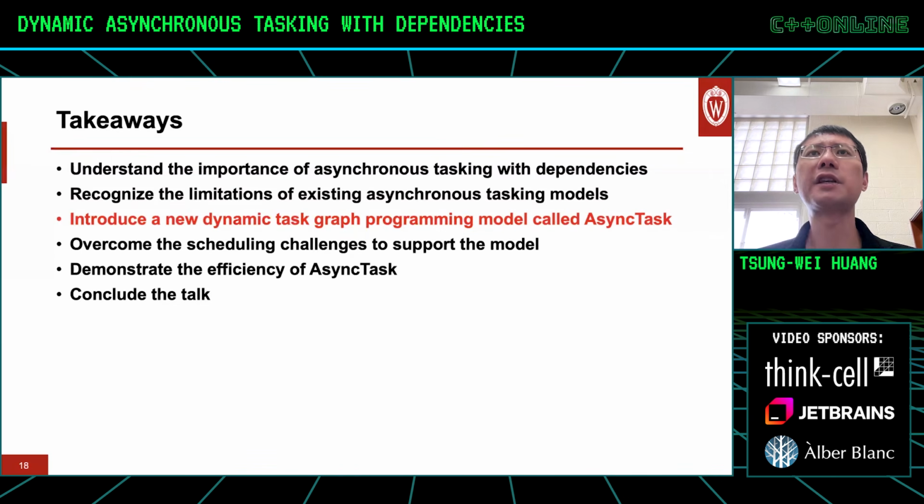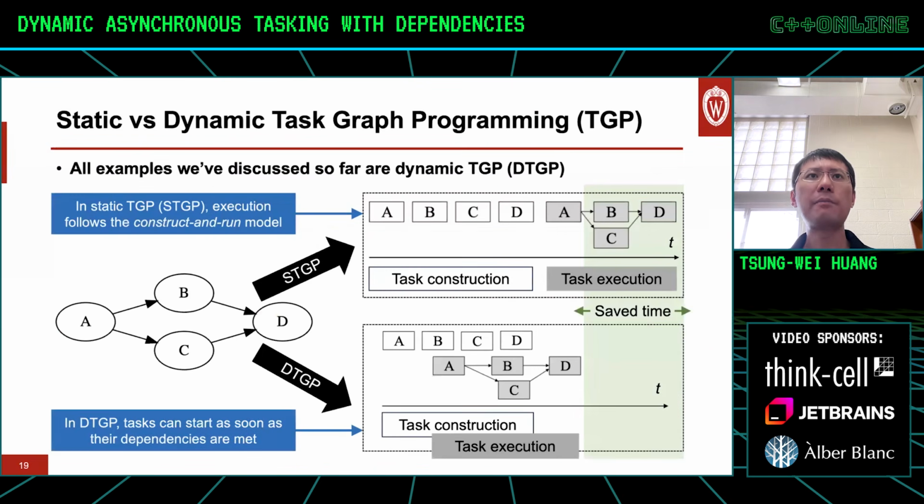Now, I'm going to introduce a new dynamic task graph programming model called AsyncTask to address these limitations. Before I talk about dynamic task graph programming, let's first understand the difference between static and dynamic task graph programming, TGP. All the examples we have discussed so far are dynamic task graph programming, DTGP. In static task graph programming, STGP, the execution follows a construct and run model. You build a task graph first and then you run it. That's the ideal model of STGP.